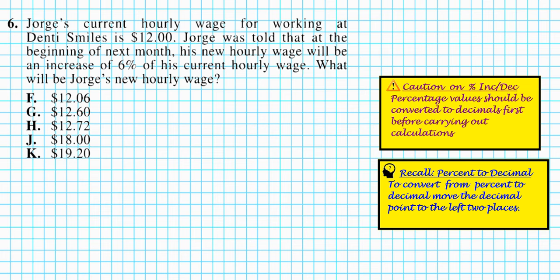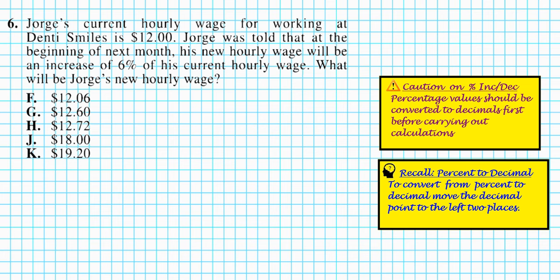Alright, let's take a look at question number 6. It reads, George's current hourly wage for working at Denti Smiles is $12. George was told that at the beginning of next month, his new hourly wage will be an increase of 6% of his current hourly wage. What will be George's new hourly wage?